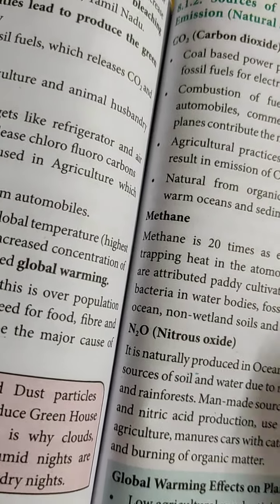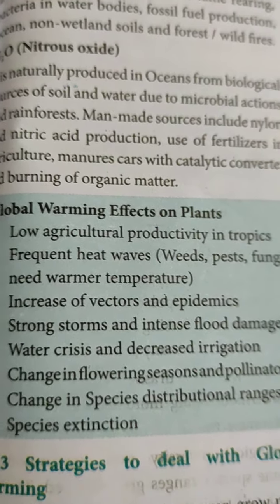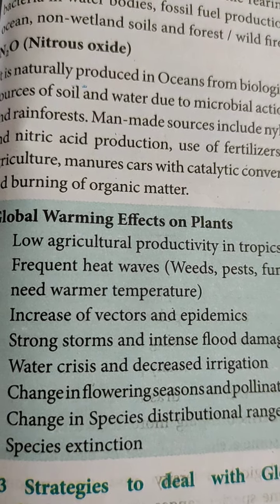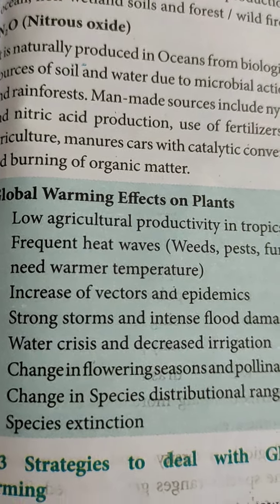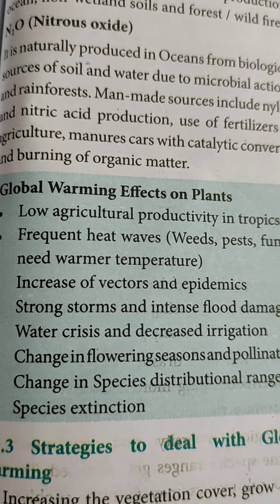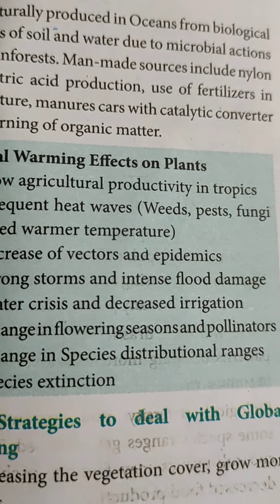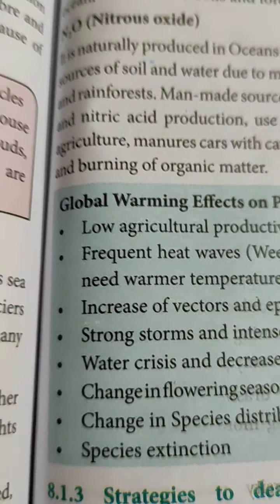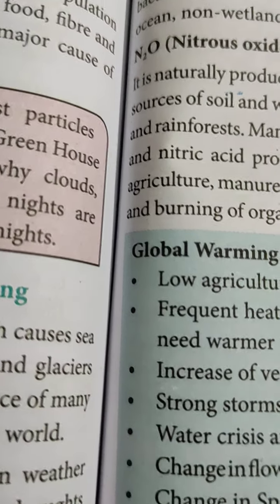Global warming effects on plants, that also is to be studied. Low agricultural productivity in tropics. Frequent heat waves will be coming. Increase of vectors and epidemics. These are also the effects of global warming. Strong storms and intense flood damage. Water crisis and decreased irrigation. Change in flowering season and pollination. Change in species distributional ranges, and extinction of species also will take place. So these are all the effects of global warming on plants.